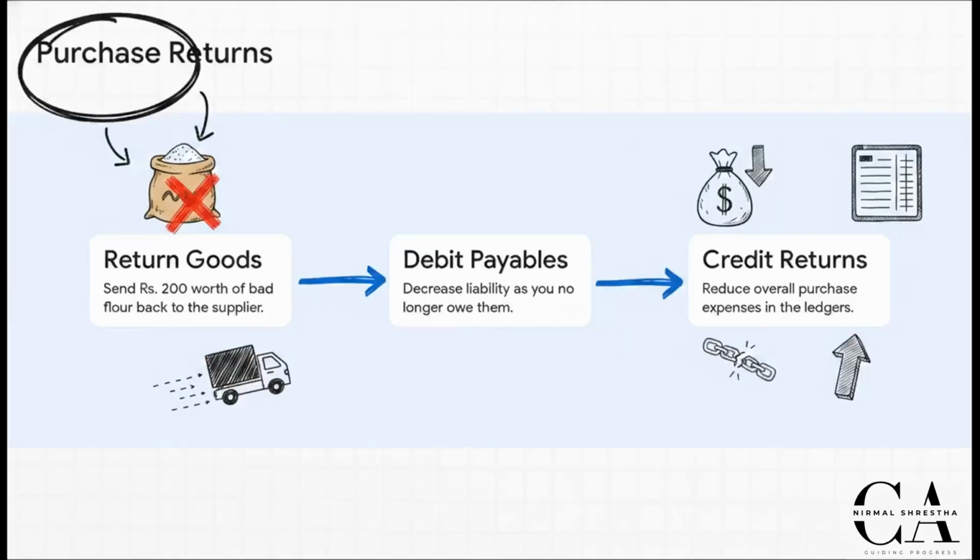But what happens when things don't go exactly as planned, right? What if we receive a batch of bad flour and we need to send 200 rupees worth back to the supplier? In accounting, you definitely don't just grab an eraser and delete the old record. No way. That is practically an invitation for fraud. Instead, you handle it by sequentially reversing the original transaction. You debit the payables account, which drops your liability because you don't owe them that money anymore, and you credit the purchase returns account, which effectively reduces your overall purchase expenses. It creates this perfect, totally auditable mirror image.